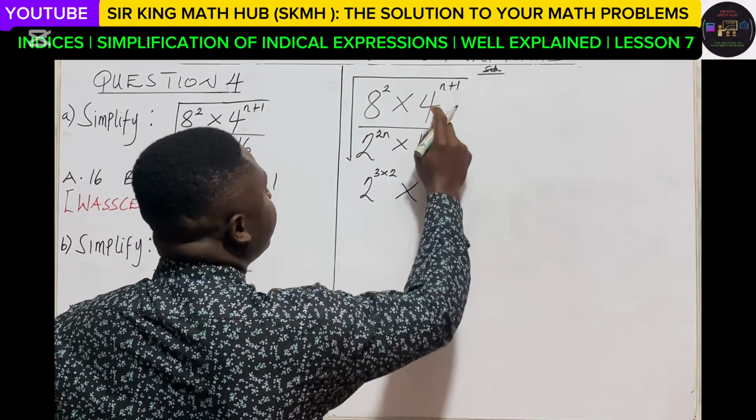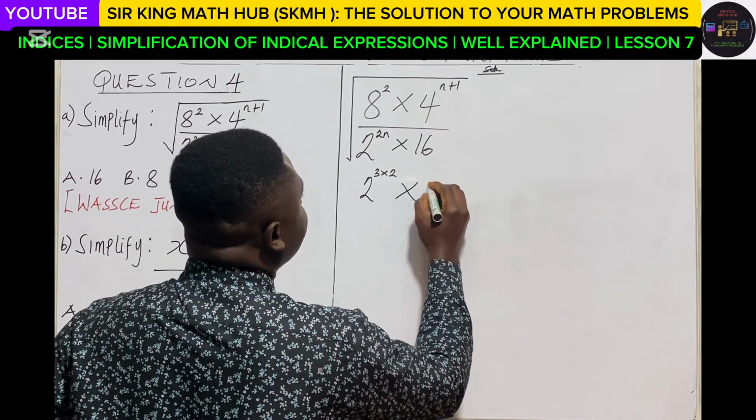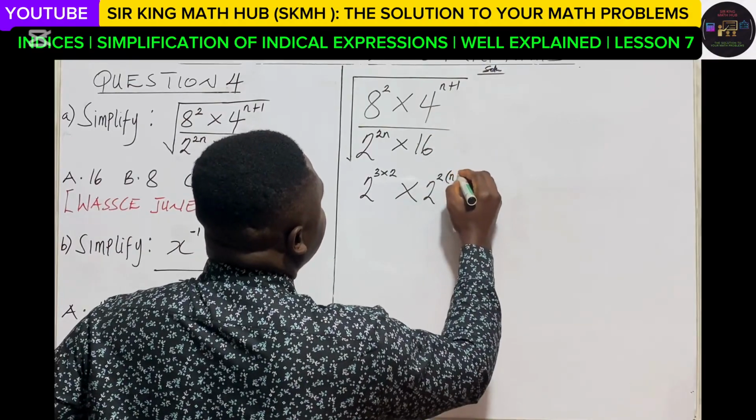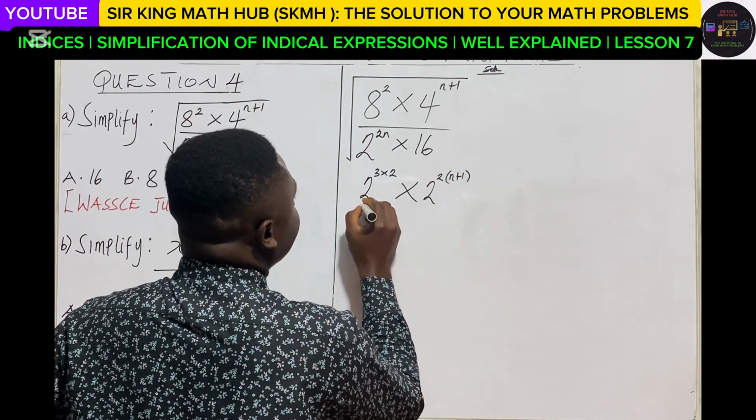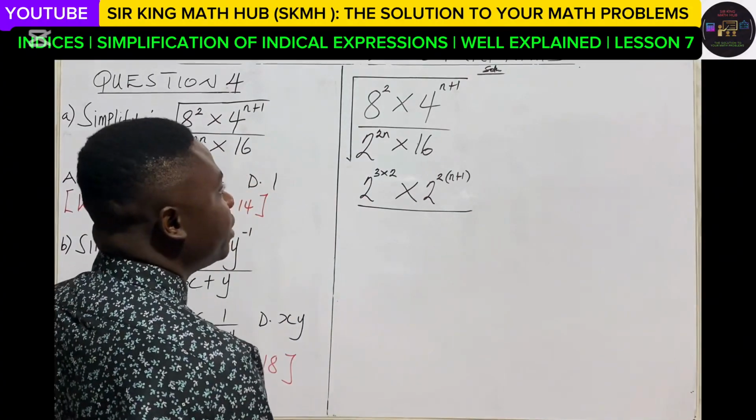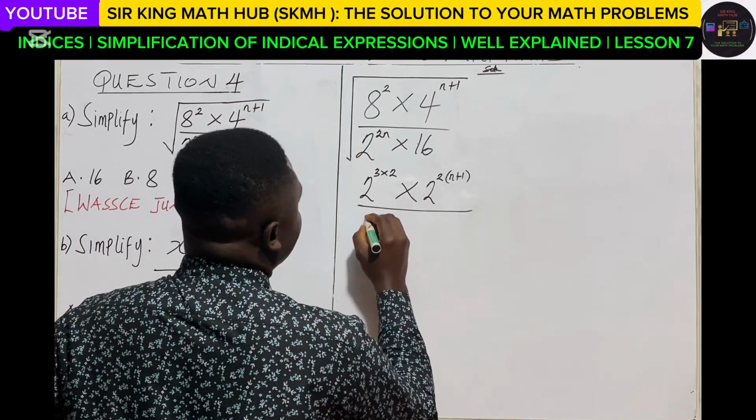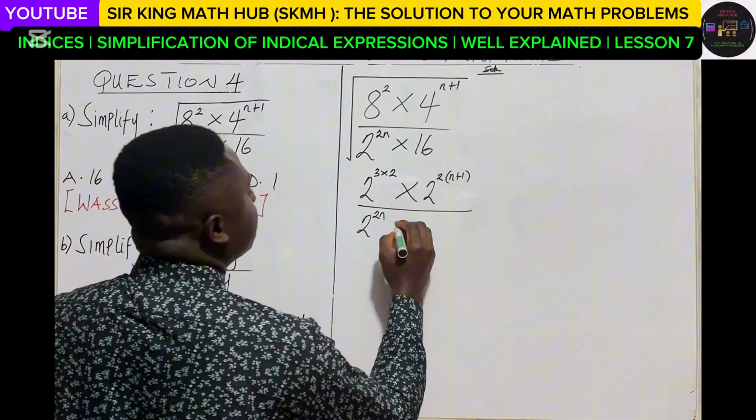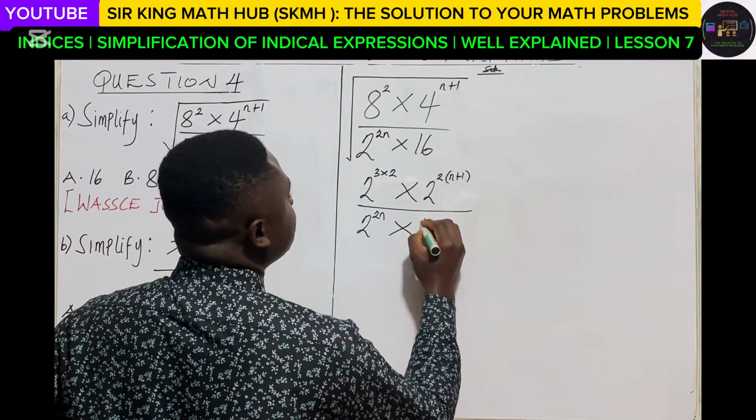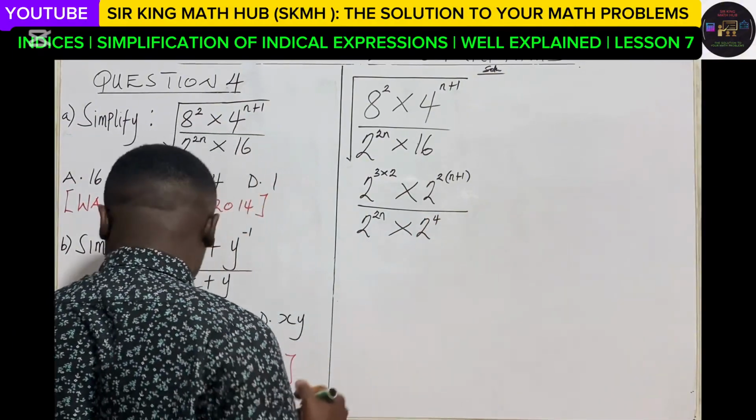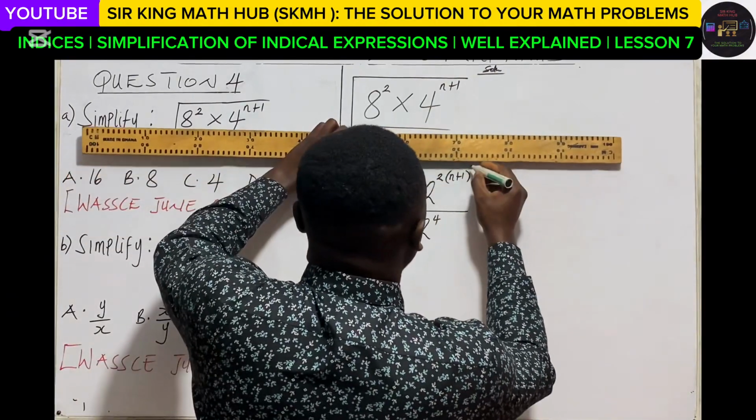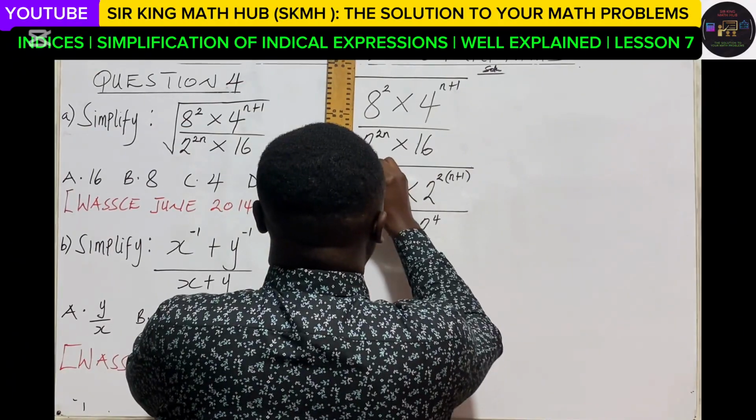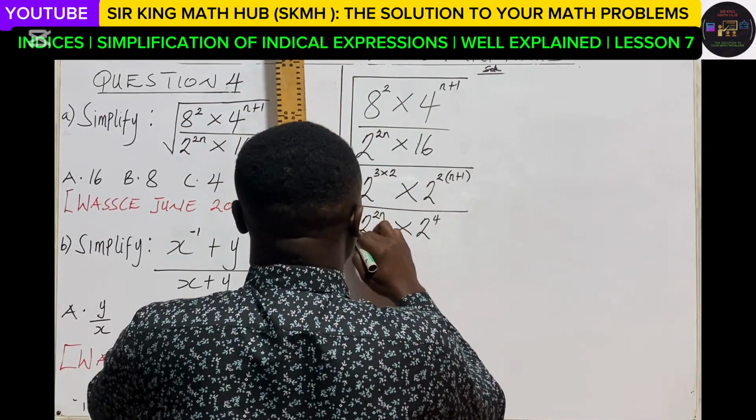then times 4, in index form, can be written as 2 exponent 2, and this will multiply n plus 1. So that is for the numerator. For the denominator, we already have 2 exponent 2n, so there is nothing we will do here. But 16 could be written as 2 exponent 4. All these expressions are inside the square root sign.